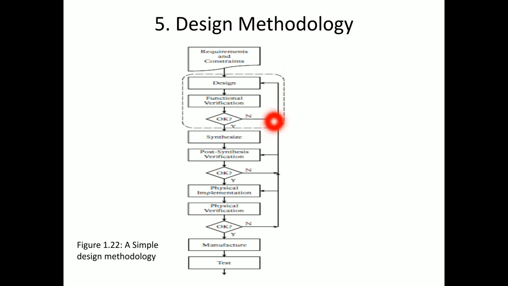Once the functionality is correct, we will go to the synthesis stage. Once synthesis is done, we'll verify the synthesis at post synthesis verification, and check whether the synthesis is correct or not. If it is not, we'll go back to the redesigning stage. If synthesis verification is correct, we'll move to the physical implementation stage.